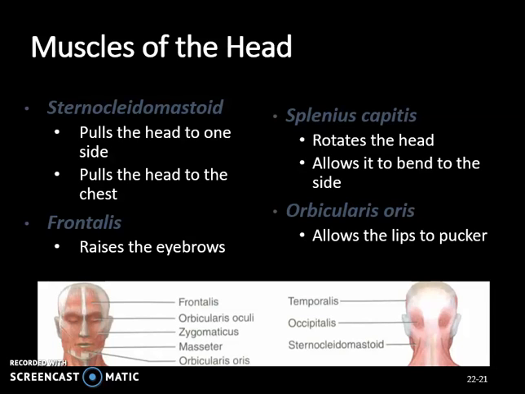Orbicularis oris, so there's two orbicularis. Orbicularis oris is of the mouth, allows for lips to pucker, the kissing motion, allows us to formulate words. The orbicularis oculi is one that goes around the eyes. And so basically in this diagram, we would want you to know all of these words, and then also temporalis, occipital, sternocleidomastoid. So the ones in the pictures in this slide, I would want you to know for the test.